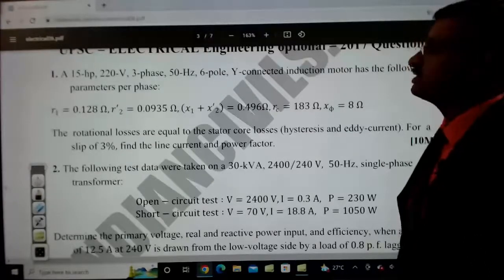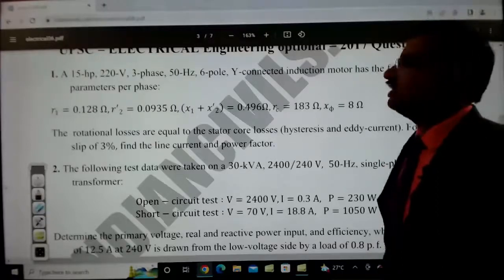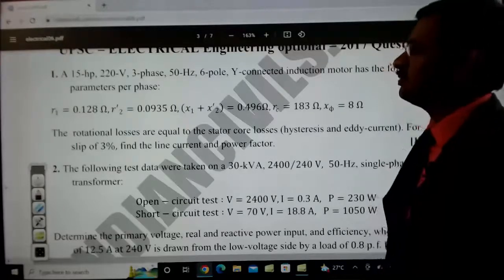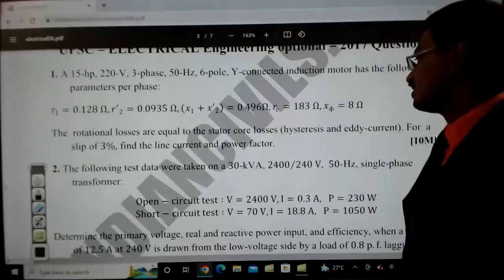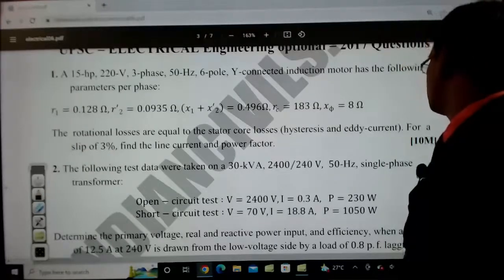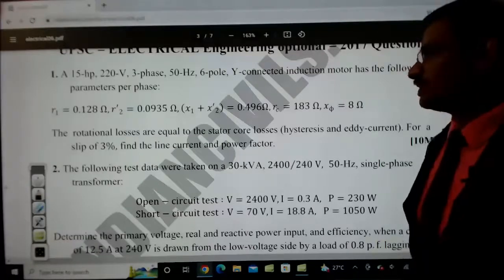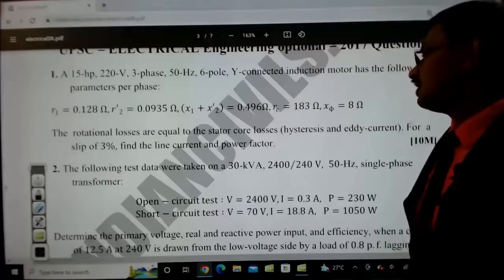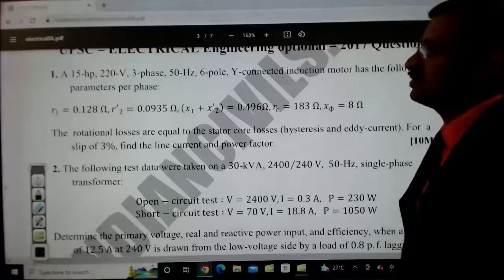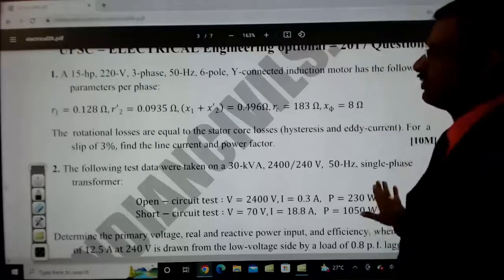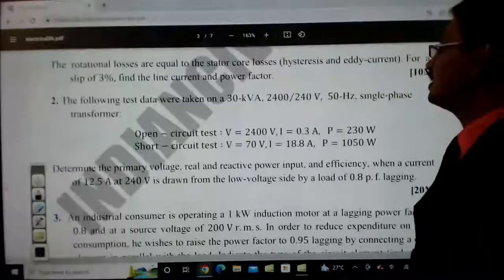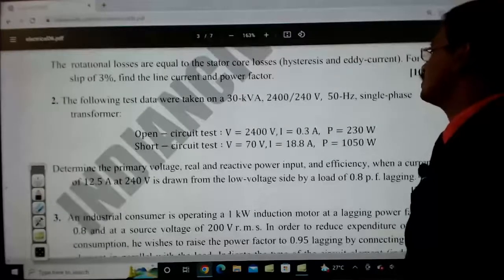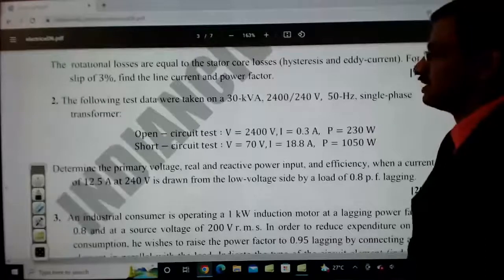So we will draw the equivalent circuit for the induction motor with the circuit parameters given, and he asked us to find out the current and power factor for a slip of 3%, taking the rotational losses equal to the stator core losses, hysteresis and eddy current losses. So this is a standard question from the 3-phase induction machines. The following test data were taken on a 30 kVA, 2400 by 240 volts, 50 Hz single phase transformer.